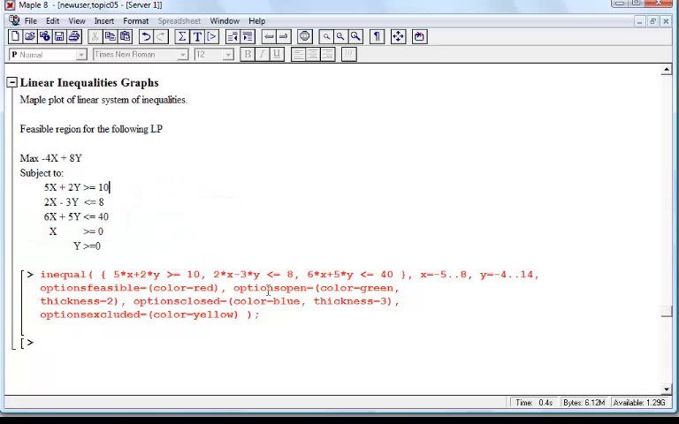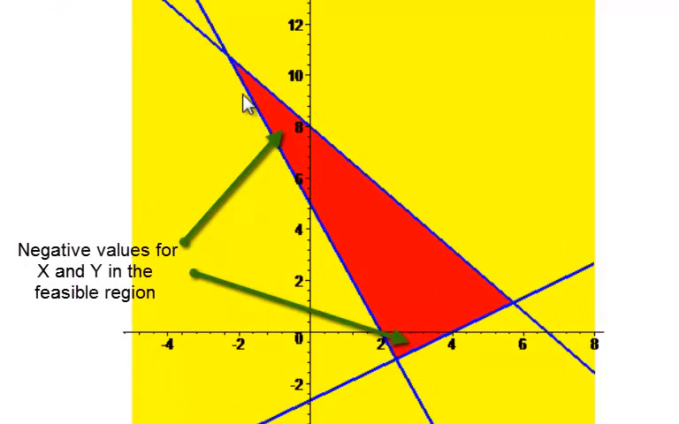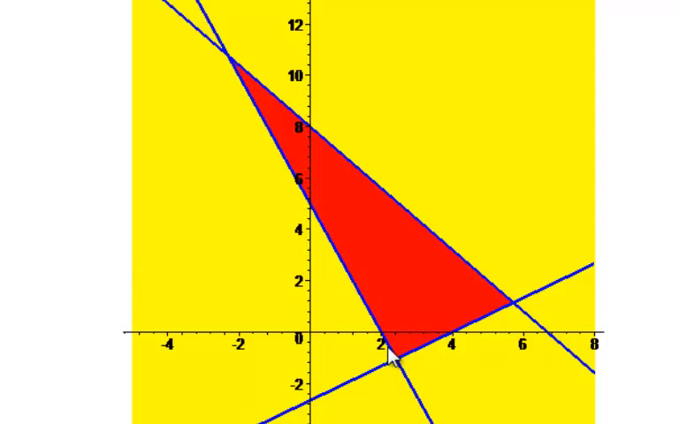I have identified, using the inequal command, all necessary options for the plot and I have generated the plot. Now notice that the current plot, because it doesn't have the non-negativity constraints, includes negative values for both x and y. So the feasible region for these three constraints includes some parts which are in the second and the fourth quadrant.